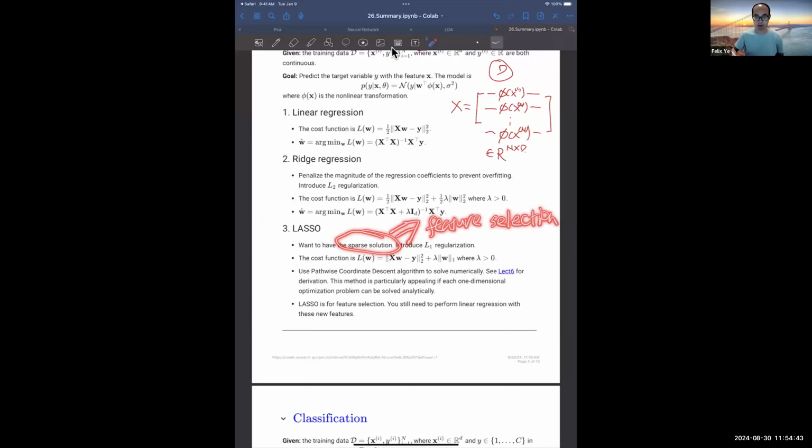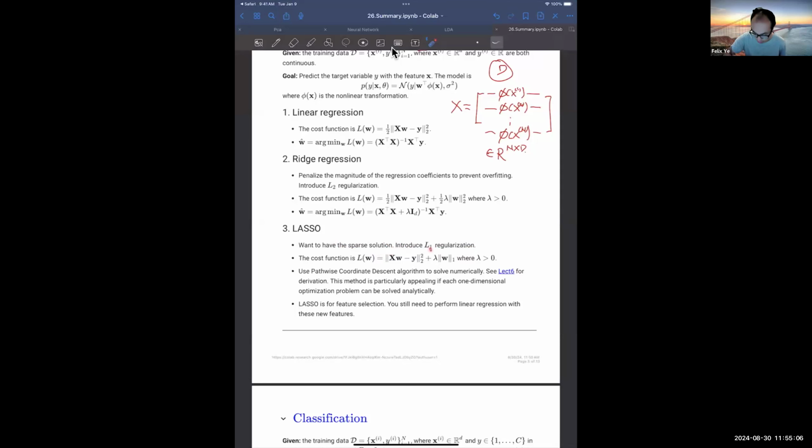So that means for those weights that are zero, these features are not important. I can completely get rid of them. So here we are introducing something called L1 regularization. L1 regularization can lead to sparsity. This is the key point here.